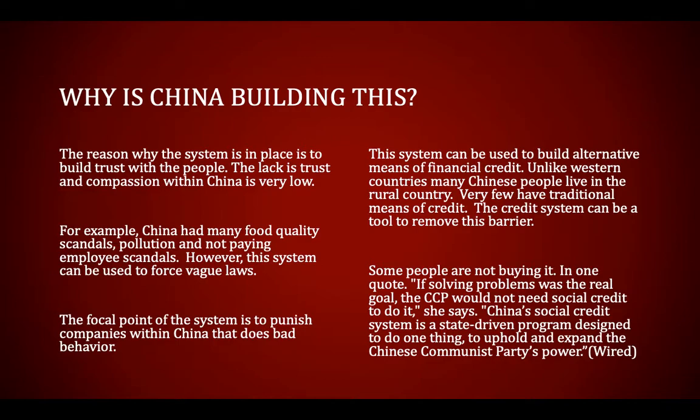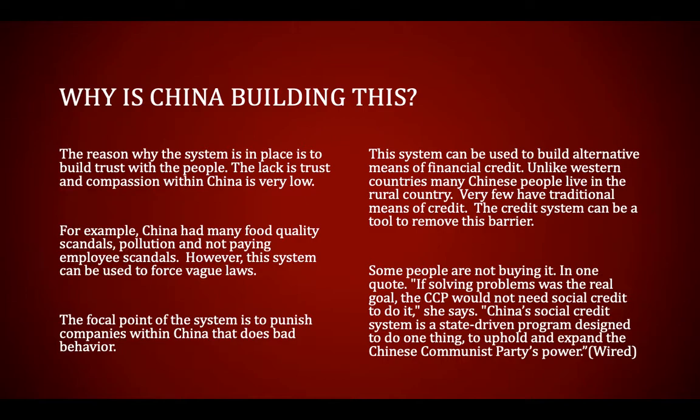So why is China building this system? The reason the system is in place is to build trust with the people. The level of trust and compassion within China is very low. For example, China has had many food quality scandals, pollution, and employers not paying employees. That's a big thing in China. However, the system can be used to enforce laws. The focal point of the system is to punish companies within China that engage in bad behavior. The system can also be used to build alternative means of financial credit. Unlike in Western countries, many Chinese people live in rural areas, and very few have traditional means of credit. The credit system can be a tool to remove this barrier.